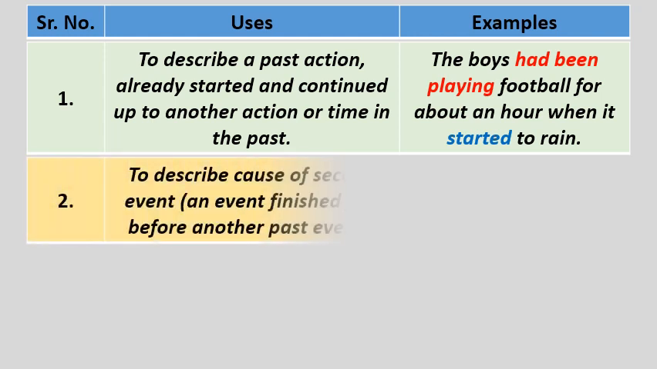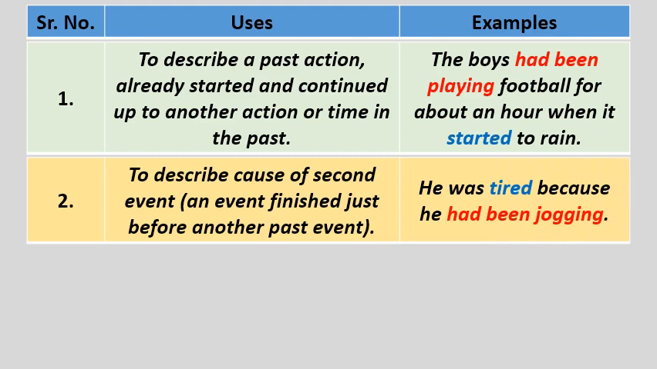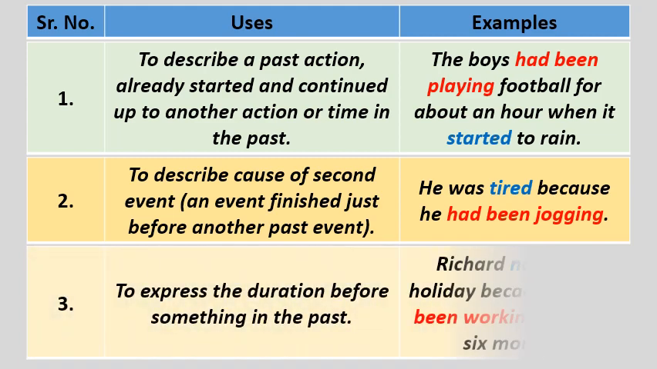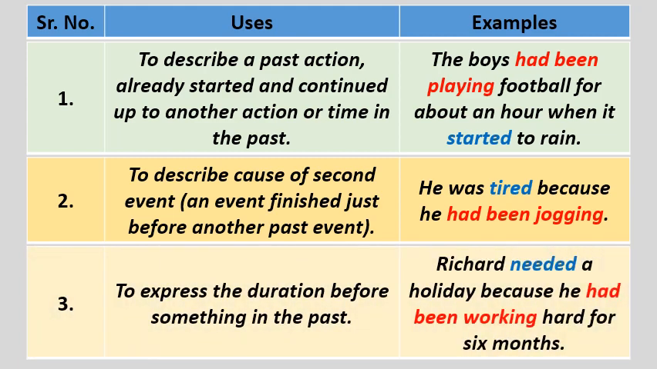Number 2. It is used to describe the cause of a second event or an event finished just before another past event. For example, he was tired because he had been jogging. Number 3. It is used to express the duration before something in the past. For example, Richard needed a holiday because he had been working hard for 6 months.